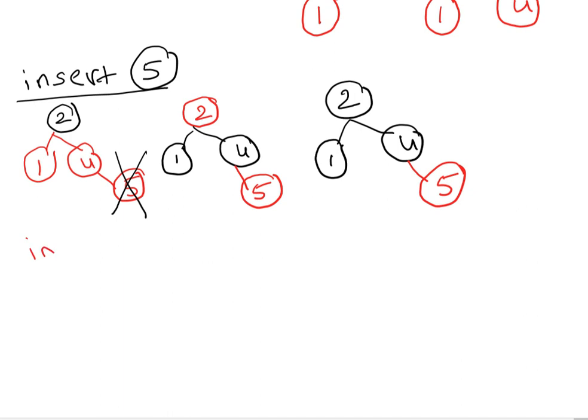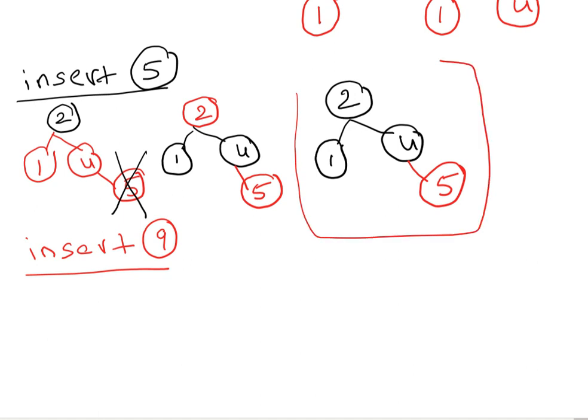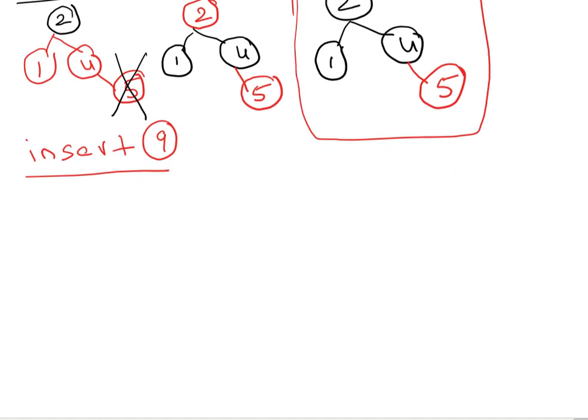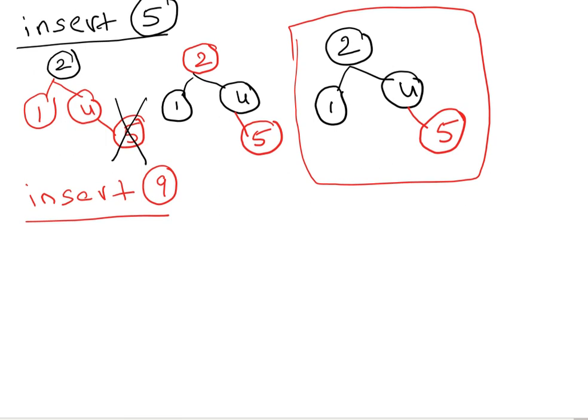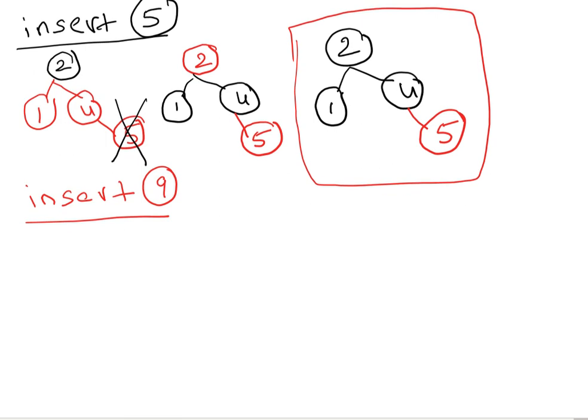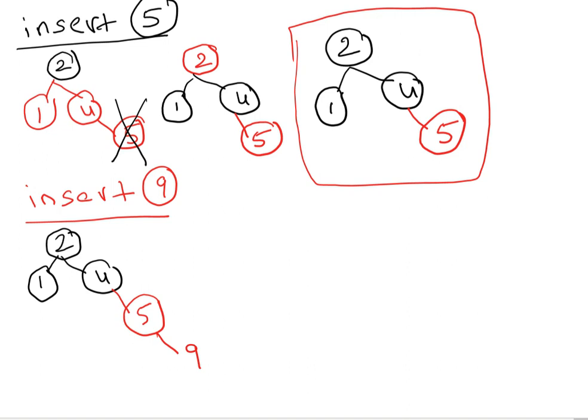Now again I want to insert 9. Where do I insert it? To this tree. For this tree I want to insert 9. So what is the tree? The tree is like this: 2 here, 1 and 4, and the right node is 5. So 9 is greater than 5. So it should be on the right side. Is it right?